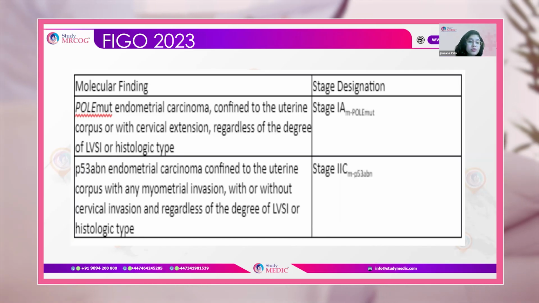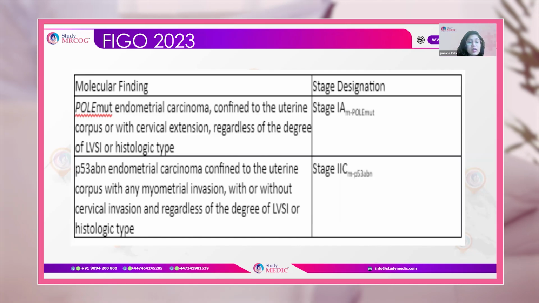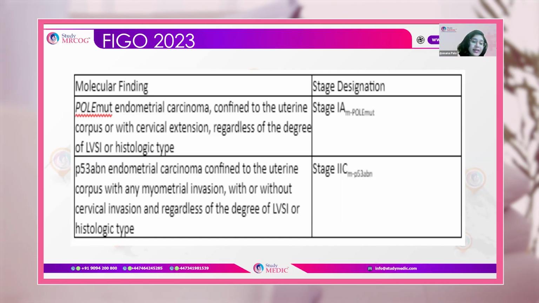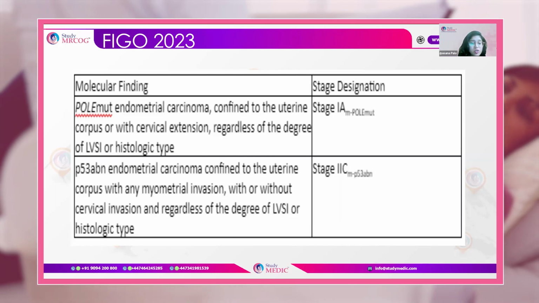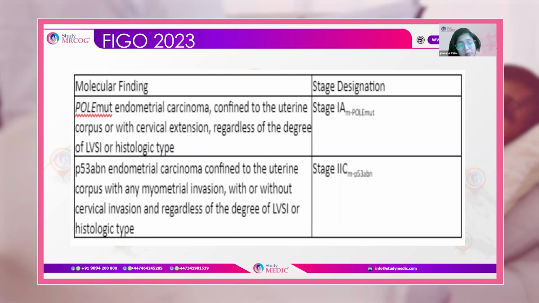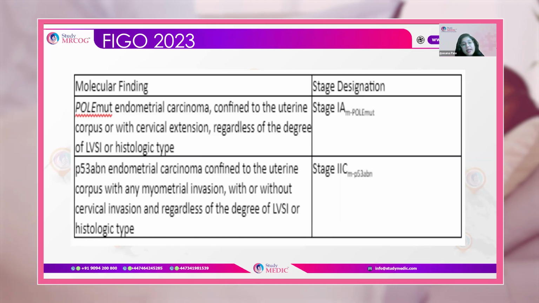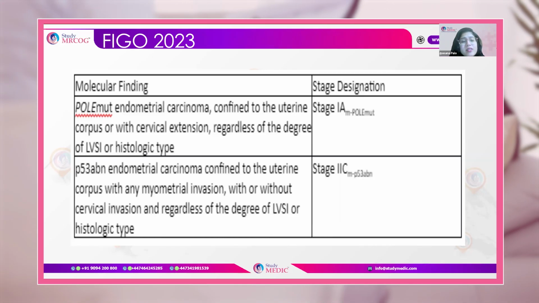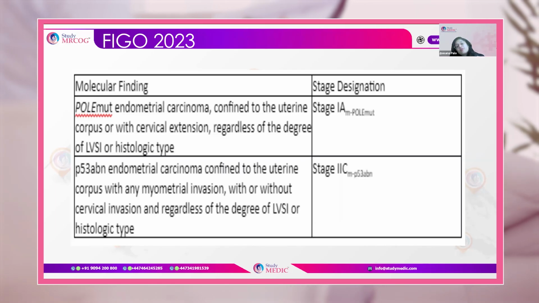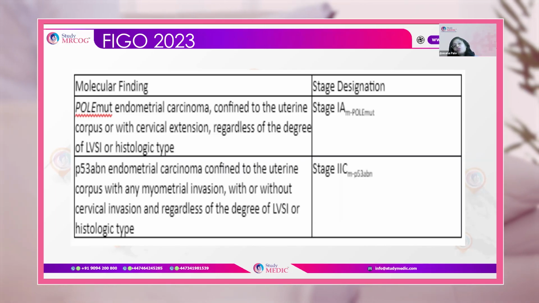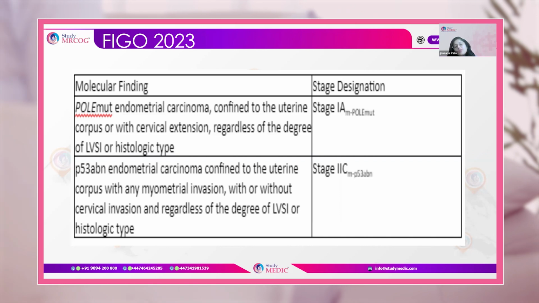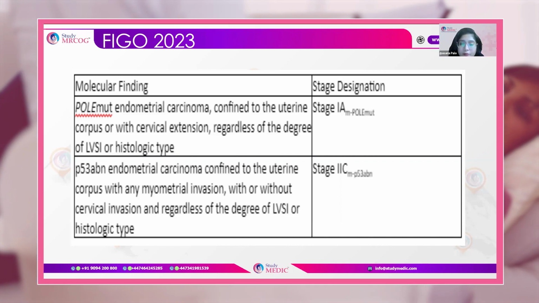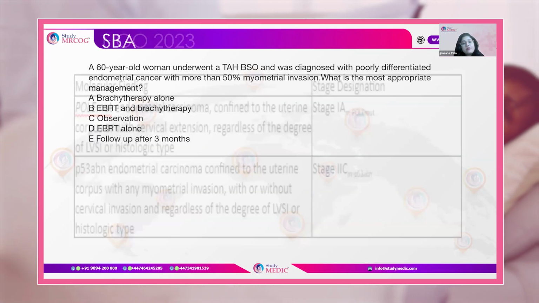However, in case it is P53 abnormal endometrial cancer, and it is still confined to the uterine corpus or with any type of myometrial invasion or cervical invasion, irrespective of the LVSI or histologic type, it will be straight away upgraded to 2C. So even if it is 1A but it is P53 abnormal, straight away the staging will now be 2C MP53. Okay, so this is the difference.